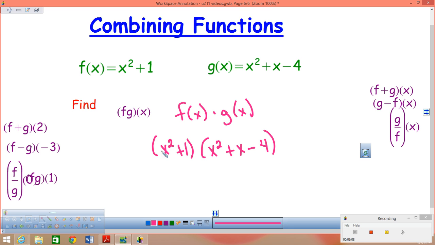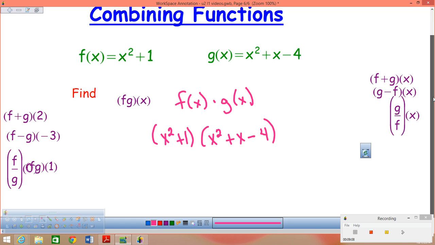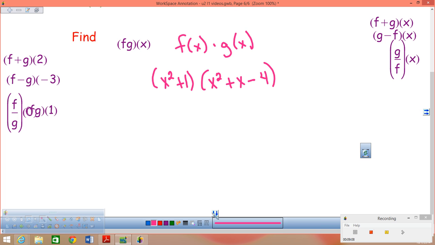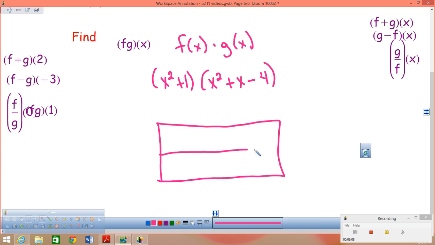Okay, we could distribute this to each one of these one at a time, but I know most of my students like to multiply these using the box method. So let me just multiply those out using the box method. Not a long one this time. Okay, I'm going to put x squared and plus 1 right here. And then I've got x squared plus x minus 4.